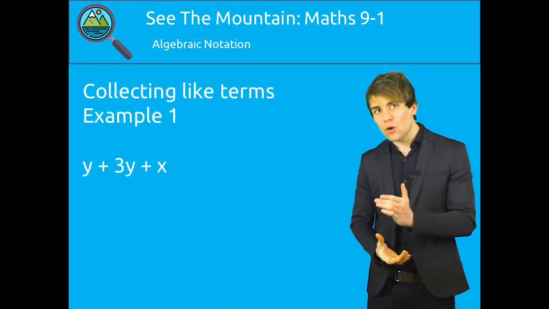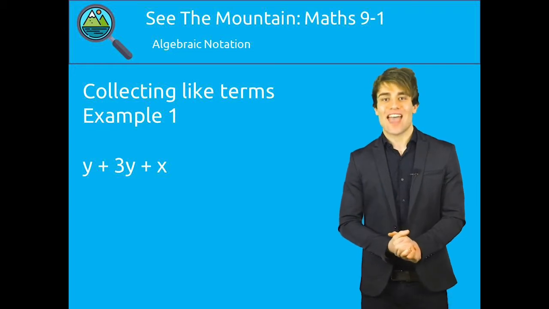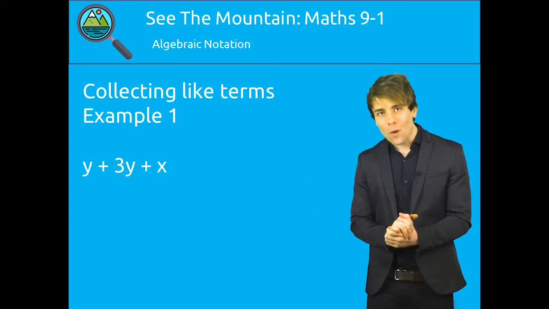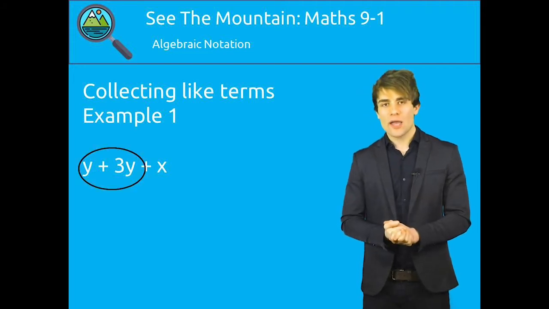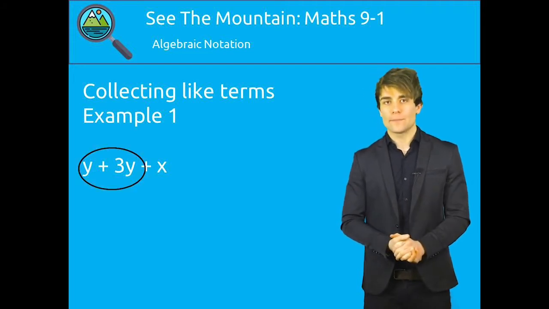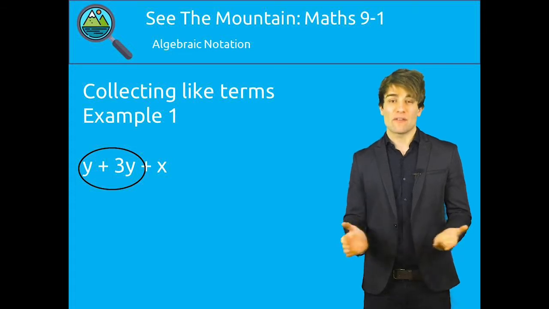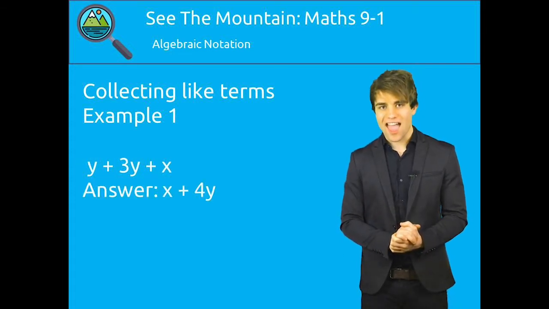In example 1, we've got y plus 3y plus x. The like term here is the y, because two terms both have y. So we're going to collect those. y plus 3y gives us 4y. And the x is left over for a final answer of 4y plus x.